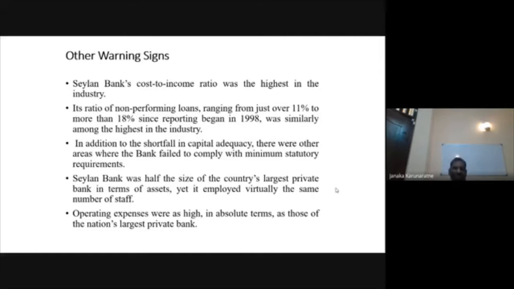So, operational inefficiency. The operating expenses were as high in absolute terms as those of the nation's largest private bank. So the largest private bank's expenditure is the same as Ceylon Bank's, which is half of its size. Can you believe?